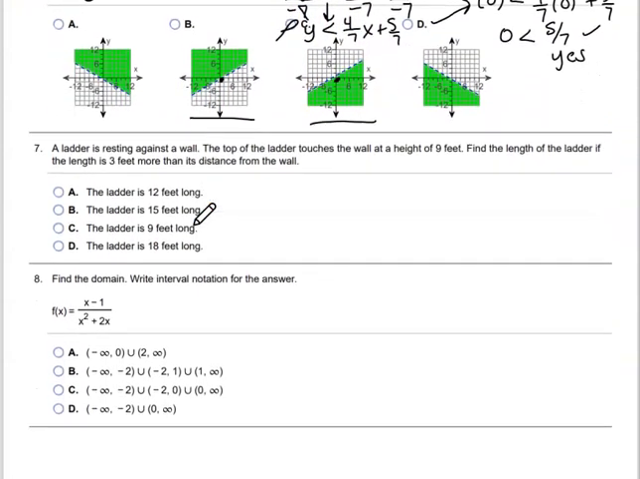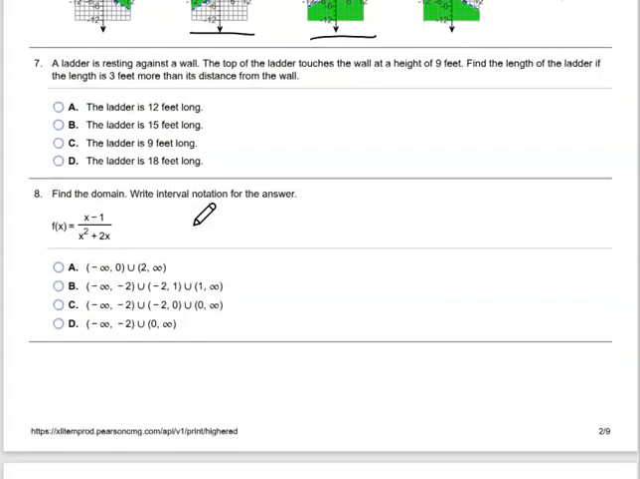Okay, this says a ladder is resting against a wall. The top of the ladder touches the wall at a height of 9 feet. Got this ladder, this is 9 feet. It says find the length of the ladder if the length is 3 feet more than its distance from the wall. So this x would be the distance from the ladder to the wall, and the ladder would be x plus 3 because it's 3 feet more than that.